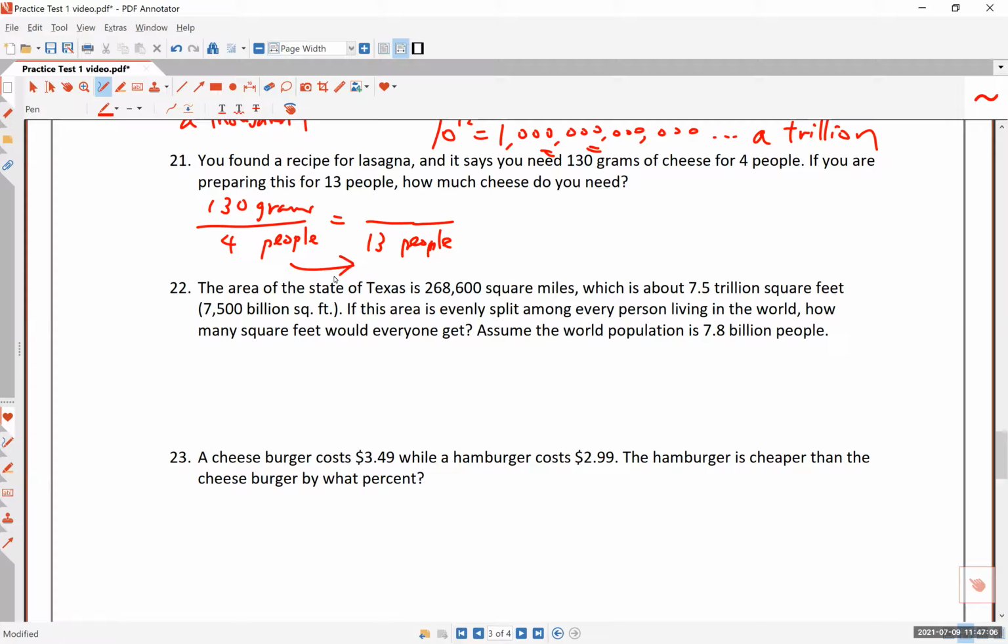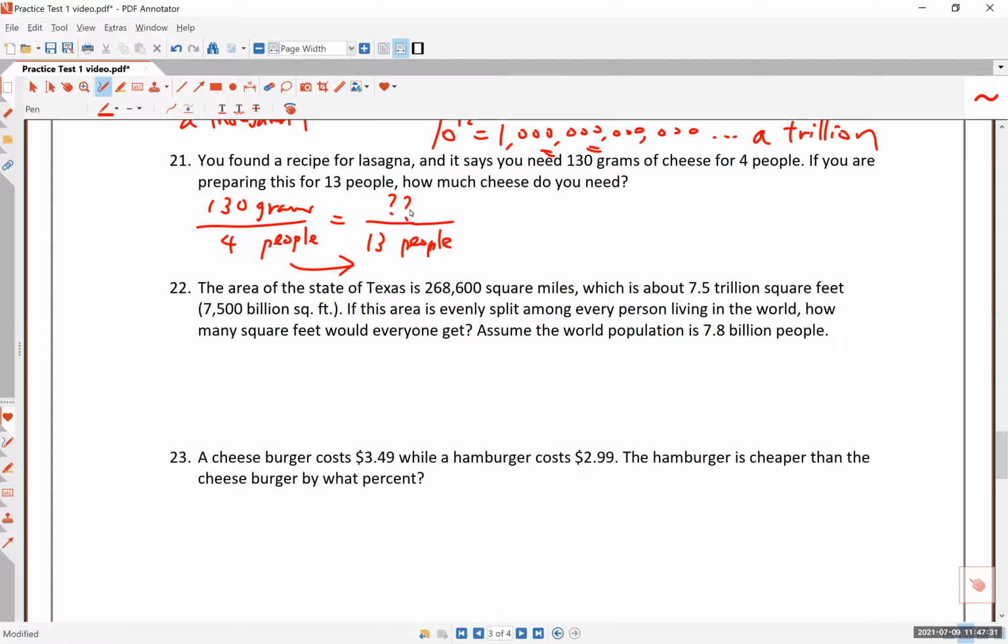This is a little more than 3 times. So you'll probably need 3 times 130, which is close to 400 grams. You can guess the answer should be about 400 grams, and that may be good enough. After all, lasagna is an Italian meal. You just kind of approximate everything. I mean, why be so precise? In fact, it may taste better that way.